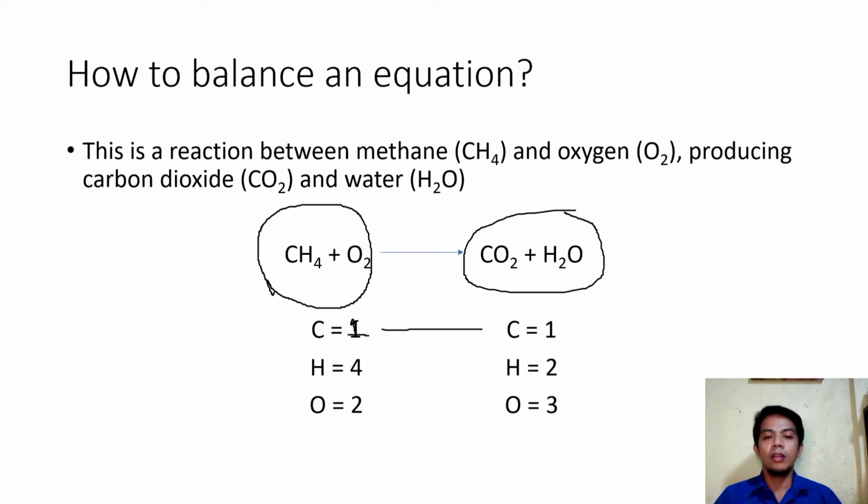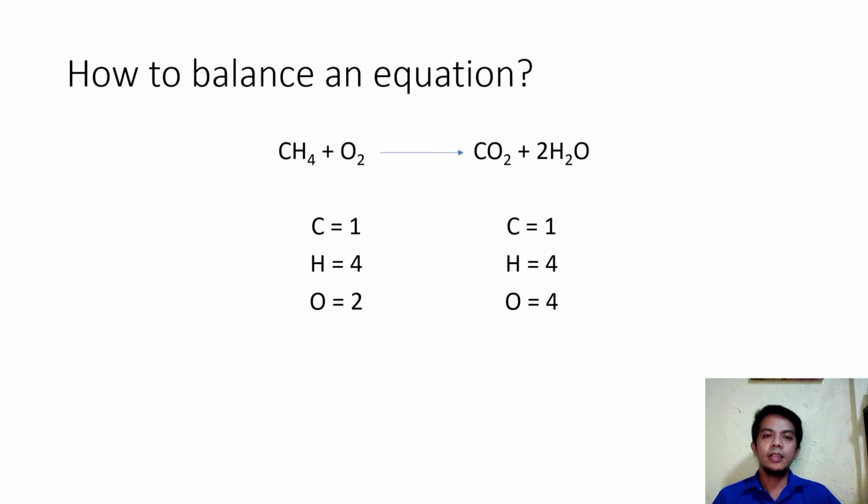We can notice that the carbon in the product and the carbon in the reactant are the same. We can see here that the carbon of the product and carbon of the reactant have both 1 atom. In this case, the carbon atoms are already balanced.